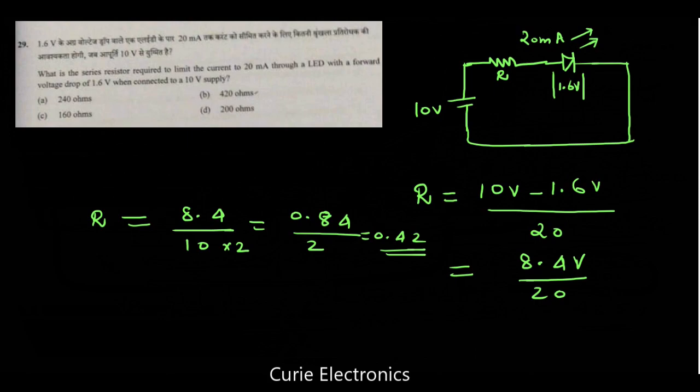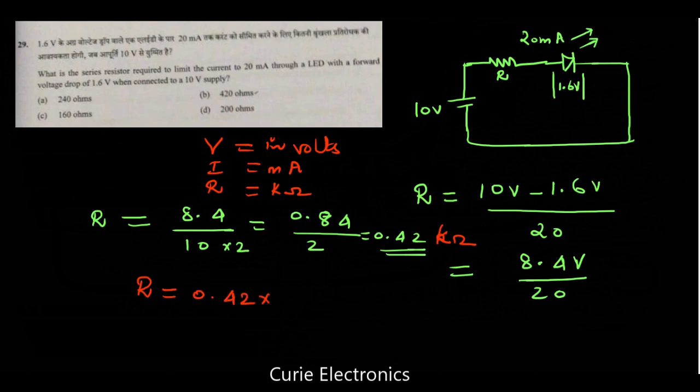Whenever I solve this, voltage I will always take in volts, current in milliamps, and resistance in kilo ohms. So whatever value I got now is in kilo ohms. We will convert it to ohms. 0.42 multiplied by 1000 gives 420 ohm resistor. So option B is the right answer, 420 ohm.